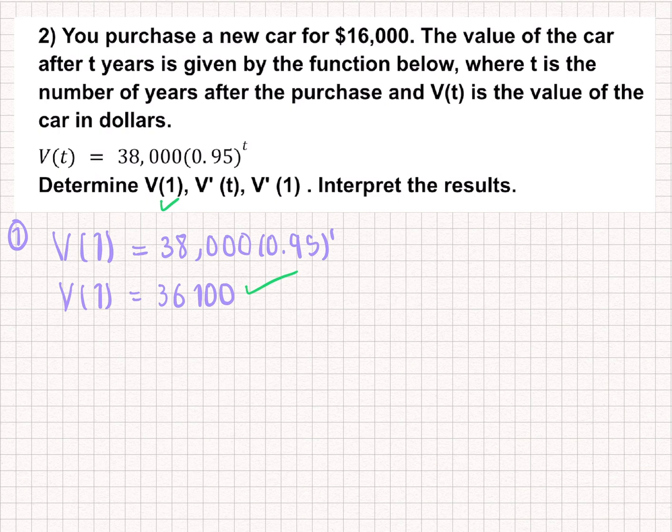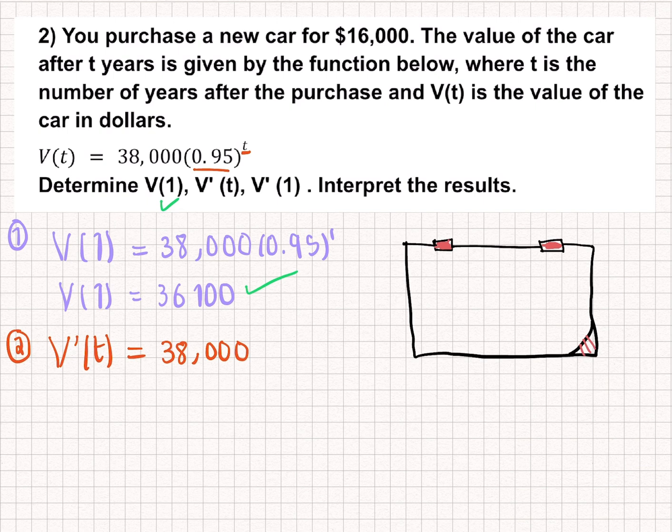So now step number 2, which is finding the derivative of v of t. If you want to find the derivative of v of t, we just have to take the derivative of 38,000, which is a coefficient, so we leave it as it is. And then you have to find the derivative of 0.95 to the power of t. T is very important here, do not forget it.